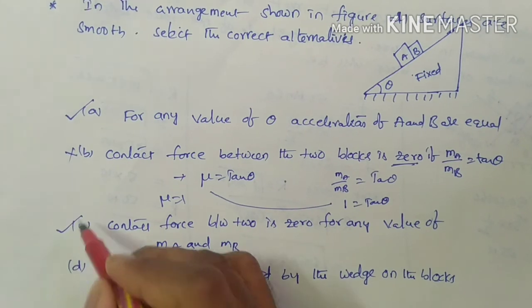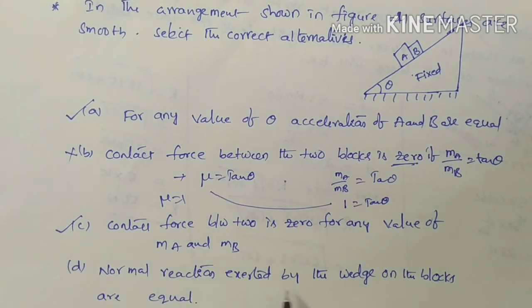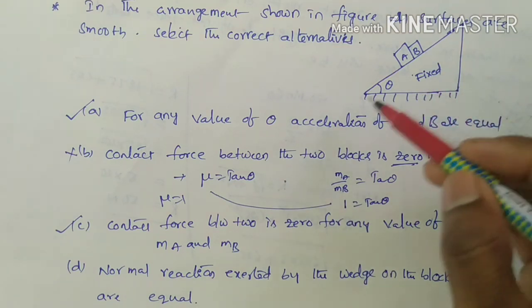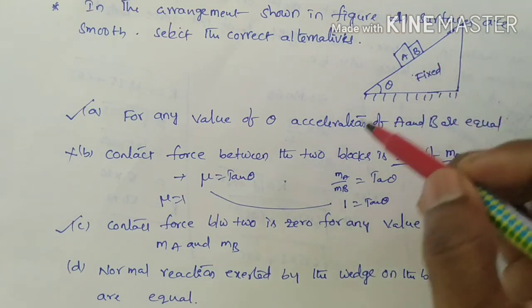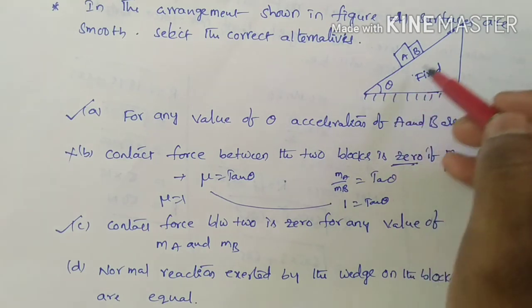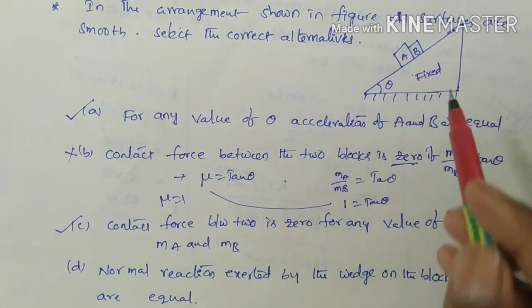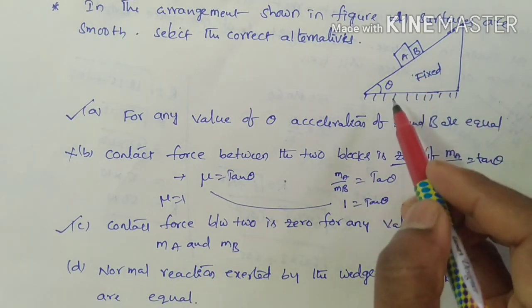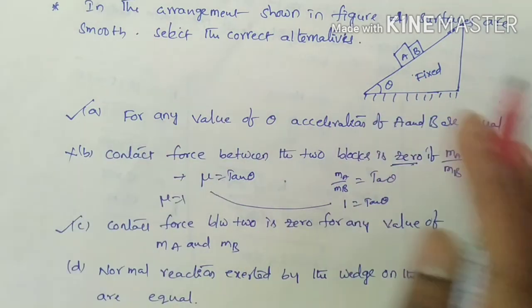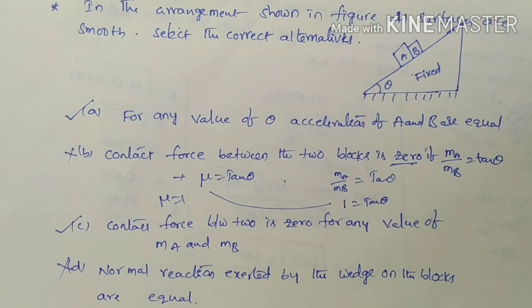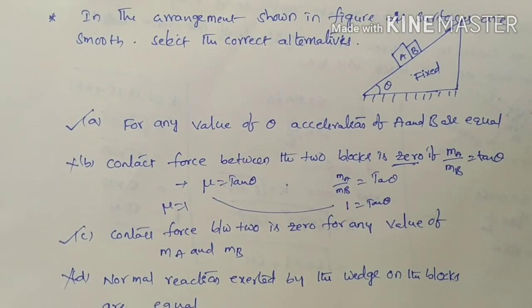Okay, right. Next one. The normal reaction exerted by the wedge on the blocks is equal. So these two are freely falling bodies. The normal reaction is based on the angle and the mass of the bodies. So these two are not equal. So this is not correct. So A and C are the right answers for that question. Okay, right.